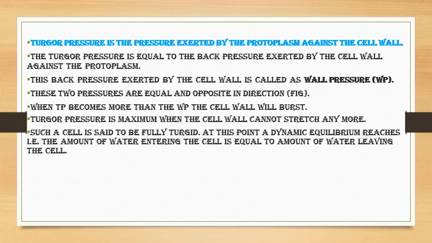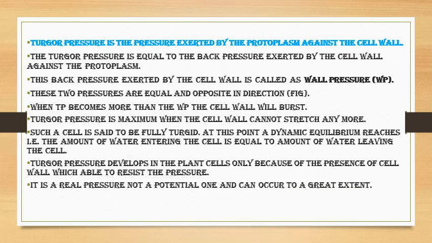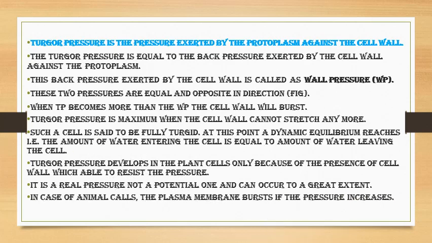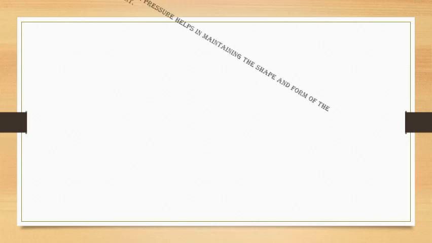At this point, a dynamic equilibrium is reached. The amount of water entering the cell is equal to the amount of water leaving the cell. Turgor pressure develops in plant cells only because of the presence of the cell wall, which is able to resist the pressure. It is a real pressure, not a potential one, and can occur to a great extent. In case of animal cells, the plasma membrane bursts if the pressure increases. Turgor pressure plays a very important role in plants.